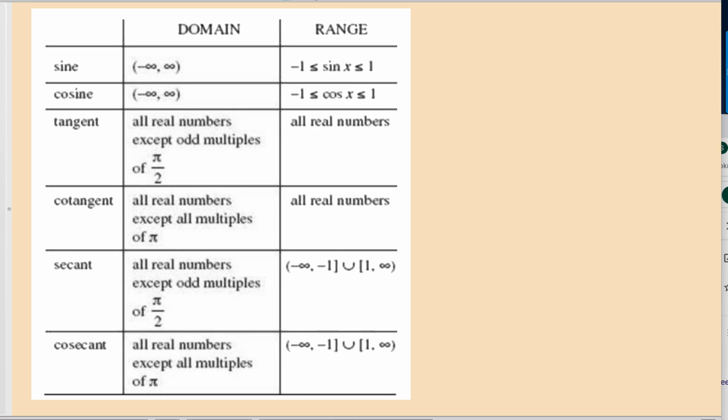Right here is a list of all the domain and ranges for the sine and cosine. Remember that sine and cosine are continuous functions. They don't stop, but all of these, tangent, cotangent, secant, and cosecant, have vertical asymptotes.